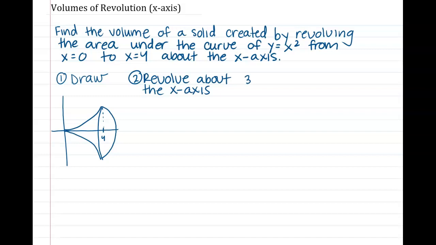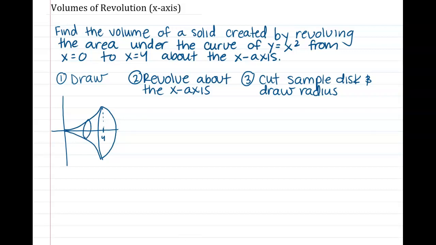Our third step will be to cut our sample disk and draw the radius. And so remember, really what we're doing to find the volume of this solid that I have so beautifully drawn for you is we're thinking of slicing it into pieces and finding the volume of each one and adding them up. So let's make a slice right here.